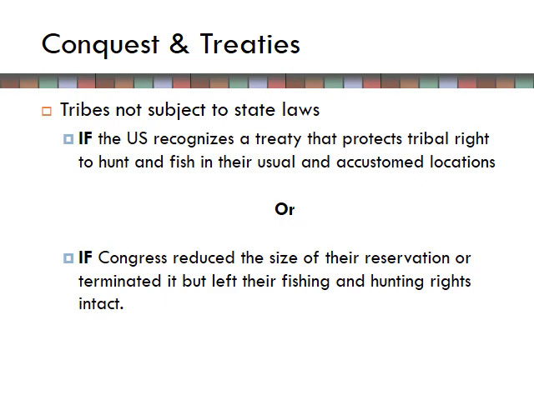They may also have this right if Congress reduced the size of their reservation or terminated it, but left their fishing and hunting rights intact. So if they had prior hunting and fishing rights as a result of treaty making, and their reservation was reduced or terminated, they will still have those hunting and fishing rights. So this does not mean that any Native American can hunt or fish anywhere in the United States without following state laws. It means that members of specific tribes that have specific treaties which are recognized by the United States can hunt and fish according to what is stipulated in that treaty. Usually, it's stipulated that they can hunt and fish in their usual and accustomed grounds.